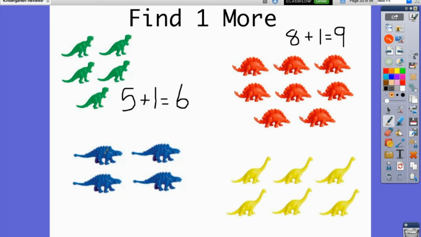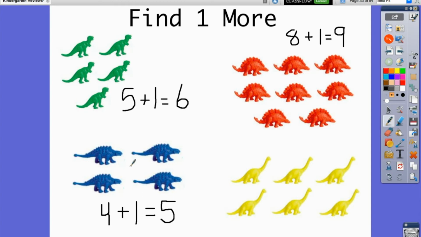What about our blue dinosaurs? We have 4 blue dinosaurs. What's one more than 4? Turn to your partner or a neighbor close by and tell them what is one more than 4. That's right. If we have 4 and add one more, I would have 5 blue dinosaurs.